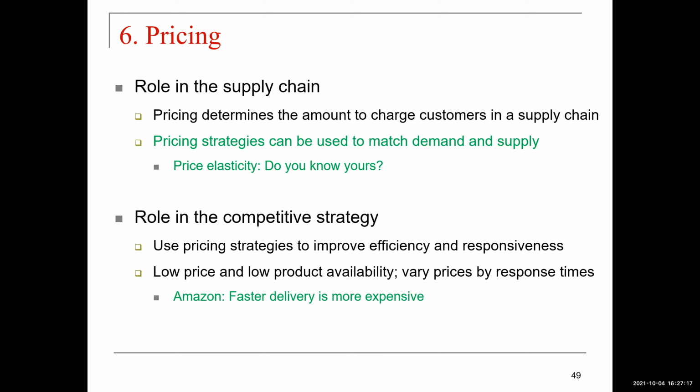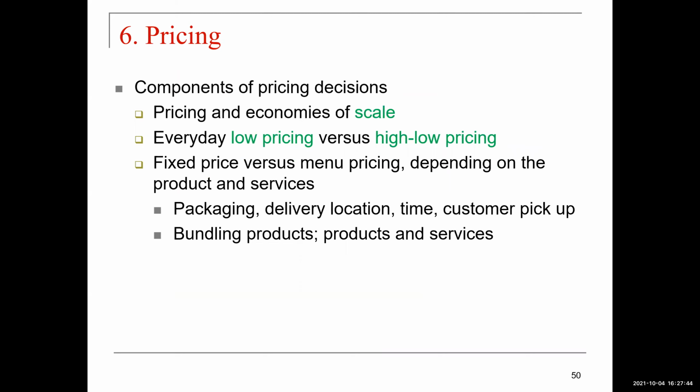Role in the competitive strategy, to use pricing strategy to improve efficiency and responsiveness. Low price and low product availability, vary price by response time. So Amazon provides faster delivery, but it's more expensive. So if you want to get products like in one day, you have to pay more. Components of pricing decisions, pricing and economies of scale. So again, you buy more, you pay less. But that has an additional cost for you keeping things in your warehouse.